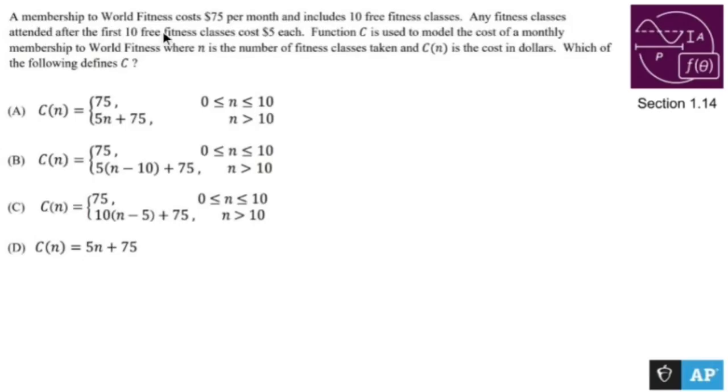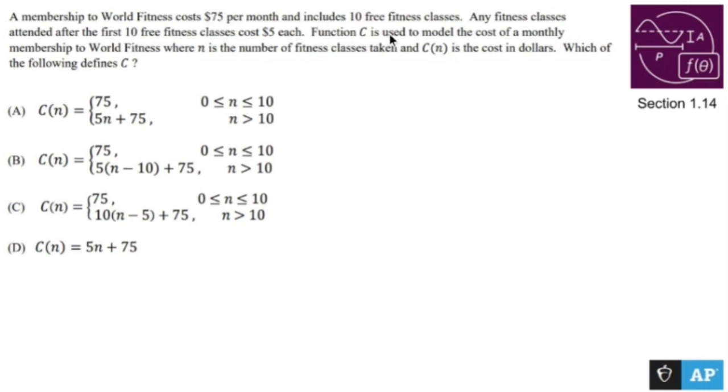A membership to World Fitness costs $75 per month and includes 10 free fitness classes. Any fitness classes attended after the first 10 free fitness classes cost $5 each. So basically, it costs $75, and once you hit 11 classes, it's $80, and then 12 classes is, you get the idea.